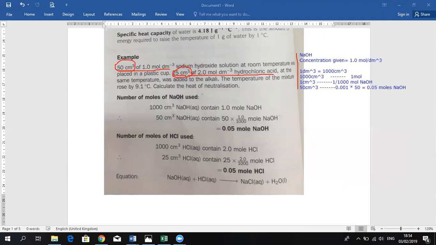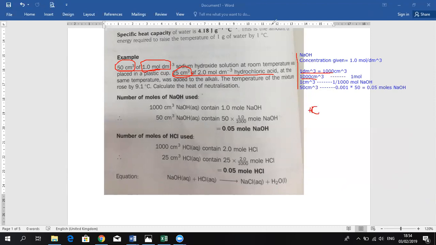To do this, you use the concentration, right? So we use the concentration of 1 mole per dm cube just now. Knowing 1 dm cube is equal to 1,000 centimeters cube, we now say that the 1,000 centimeters cube contains 1 mole of sodium hydroxide. So if I know what 1,000 contains, I find for 1 cm cube, and then I find for 50 cm cube, right? So we do this similar calculation for the hydrochloric acid.